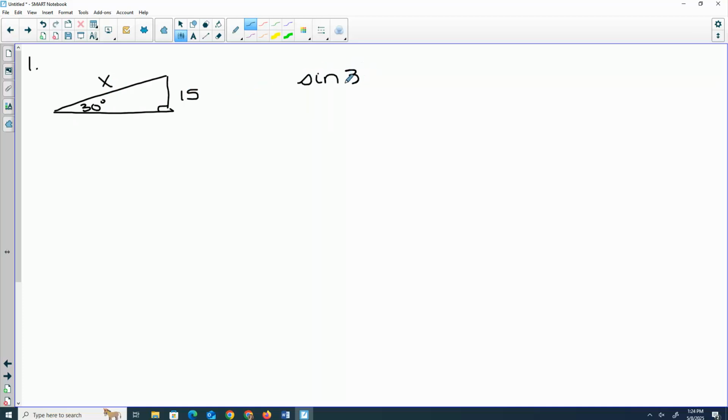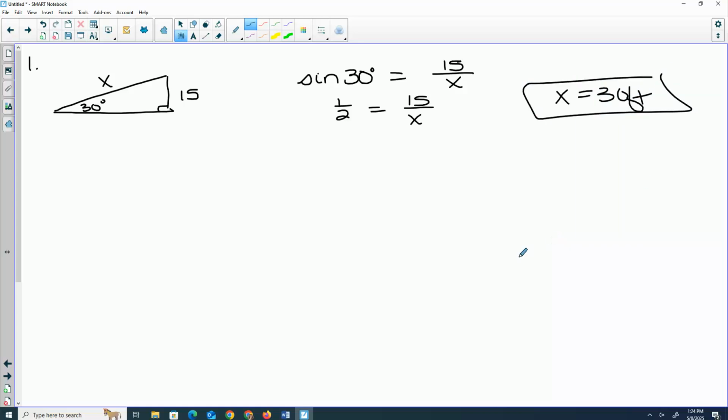Sine is opposite over hypotenuse, so the sine of 30 is the opposite side, 15, over the hypotenuse, x. Sine of 30 degrees, we know from our hand trick, is 1/2. So 1/2 equals 15 over x. Cross multiply, and x is 30 feet. Is that okay?